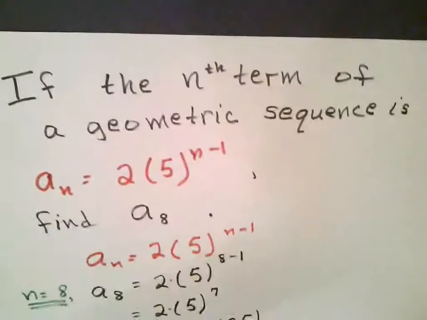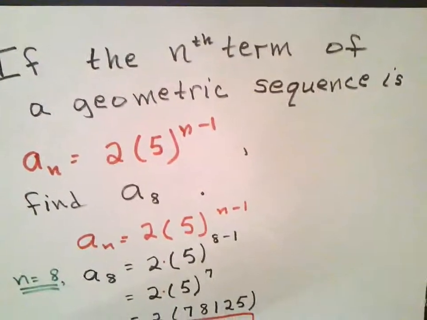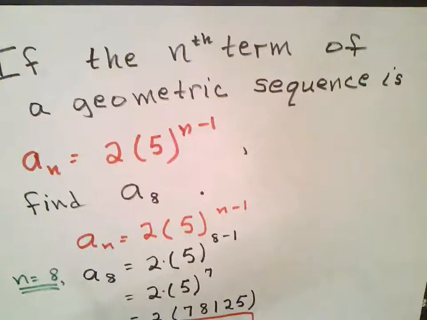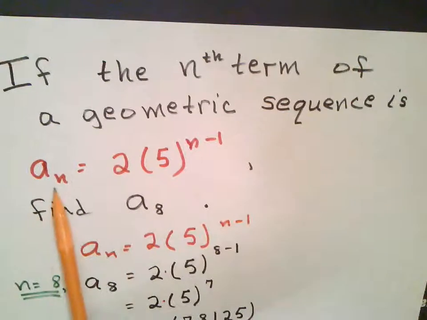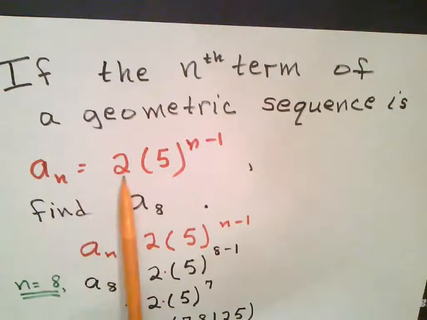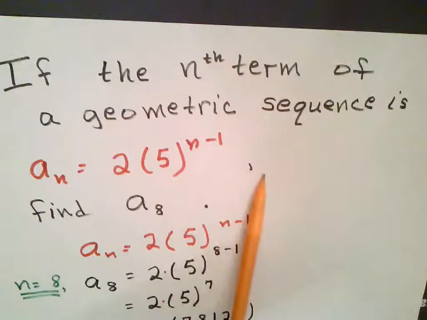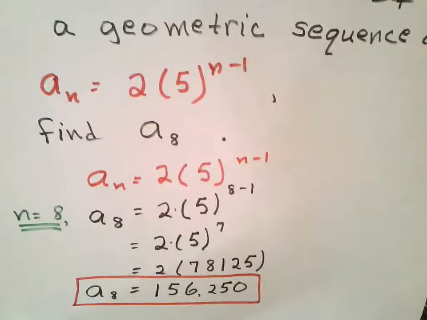Let's look at finding a particular term when the nth term of the sequence is given. It says, if the nth term of a geometric sequence is a sub n equals 2 times 5 to the n minus 1, find the a sub 8 term. So the very first thing I do, I'm going to write down the general term, the nth term for this sequence, and then I'm going to find the a sub 8. The n is 8. This n and this n are the very same. So, the a sub 8 term, so the n is 8.